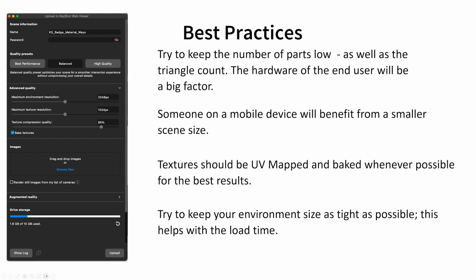So again, keep the number of parts low if possible. The best way to think about it is it'll be a lot smoother if you have 10 parts with 1,000 triangles each, as opposed to 1,000 parts with 10 triangles each. So again, split surfaces, get rid of geometry where you can if you find that the scene is lagging a little bit, but I find them to be pretty smooth. Again, UV map whenever possible and keep that environment size as tight as possible.